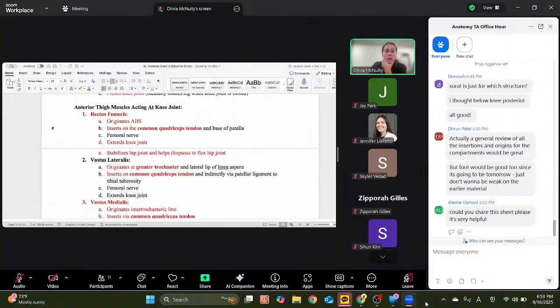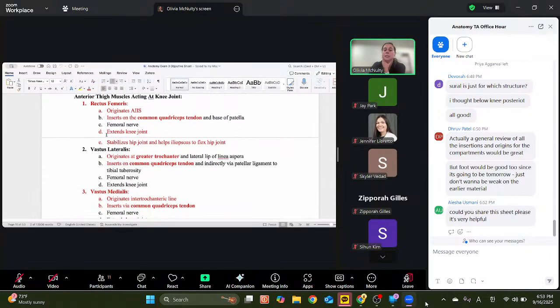And then when you think of anterior muscles that are acting at the knee joint, this is when we think about our quadriceps. Rectus femoris originates at the AIIS, so that's different from sartorius, which was the ASIS. Rectus femoris is our quadriceps muscle, so it's going to insert on the quadriceps tendon.